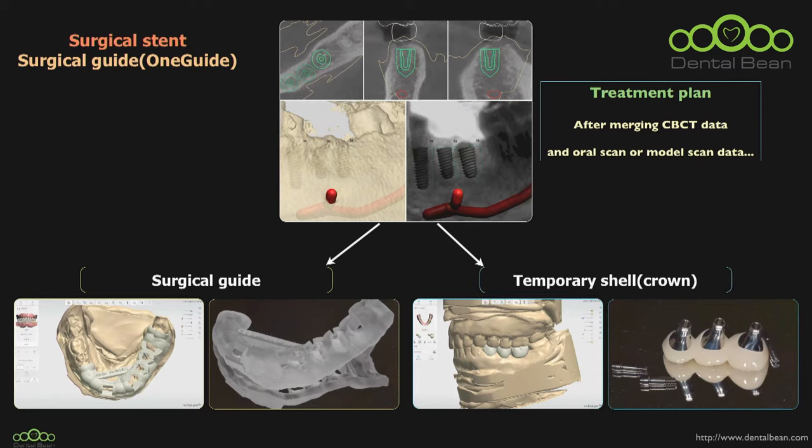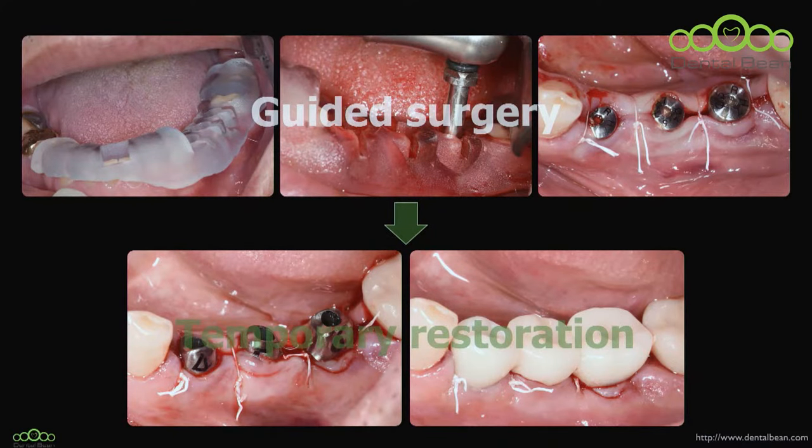And here is another processing method. If you place implants with the aid of a surgical guide, for example the OSTEM 1 guide, you can make the surgical guide and temporary crown at the same time. As you can see, you can place implants with the aid of this surgical guide at the exact position. After that, an abutment is connected to the fixture, and then you can attach this prefabricated temporary restoration to the abutment in your clinic.